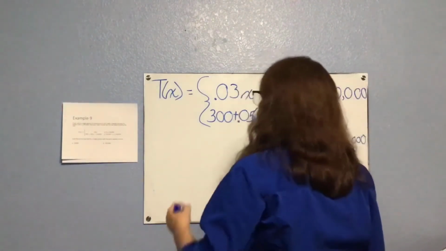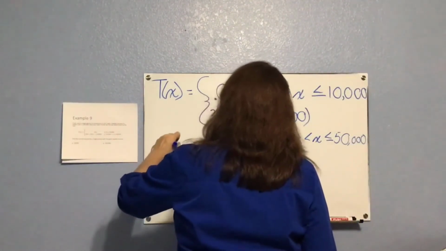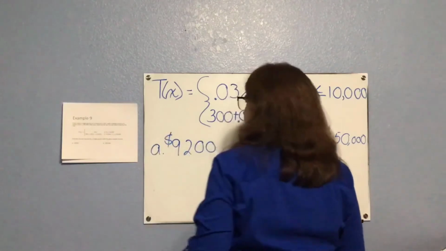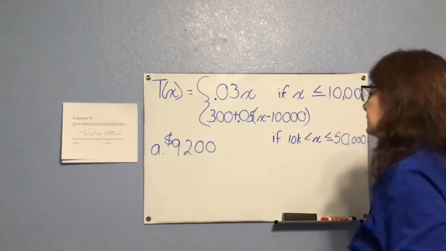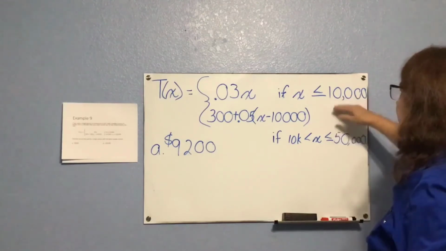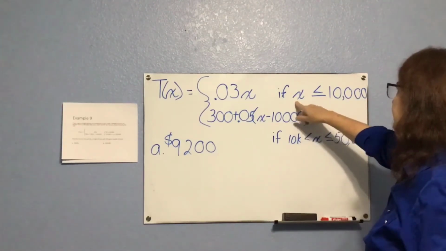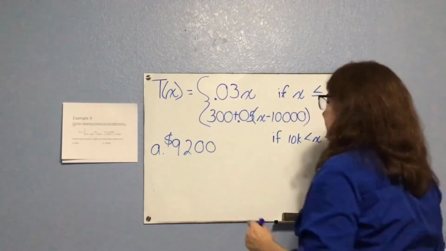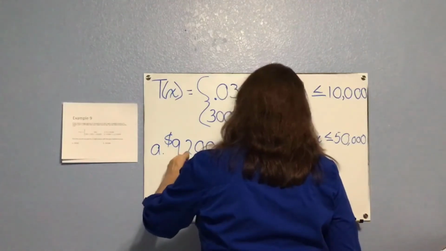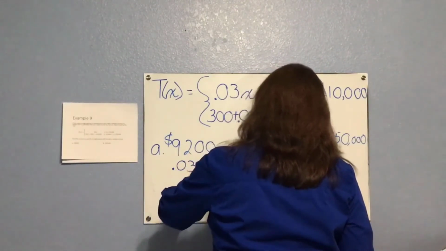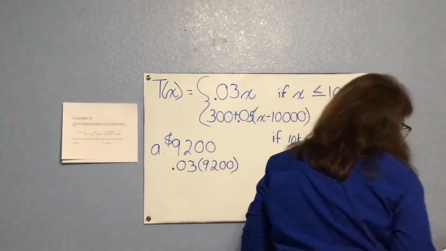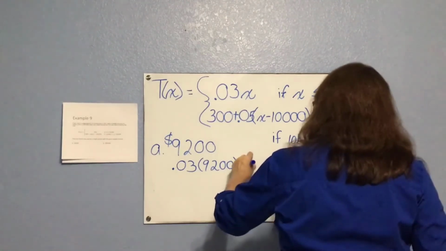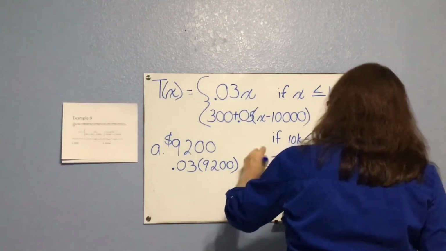So let's look at, if I had an income of $9,200, how much tax do I need to pay? Well, looking at the rules, my x is less than $10,000. So I'm going to use this rule, which is 0.03 times 9,200, which gives me a tax of $276.